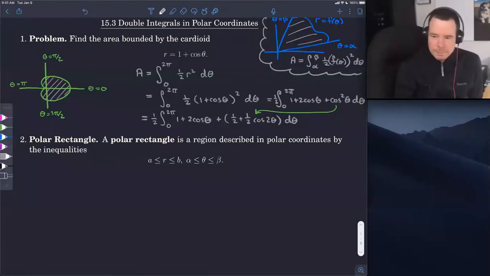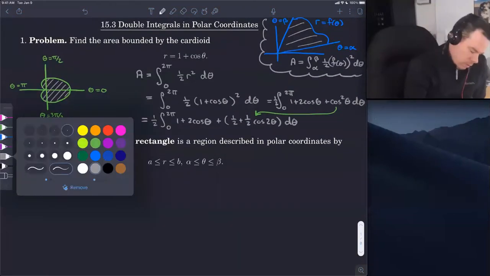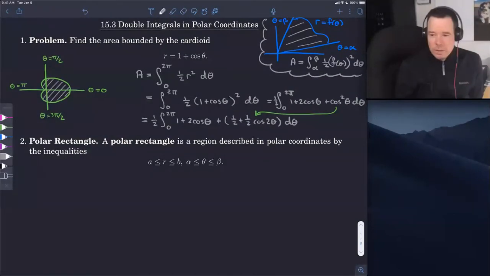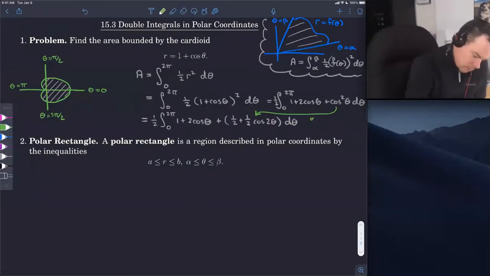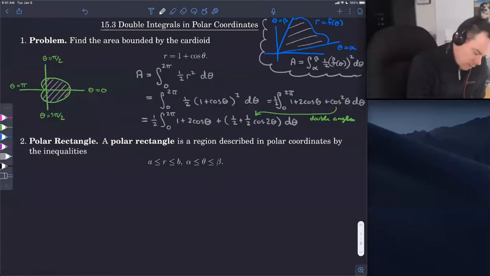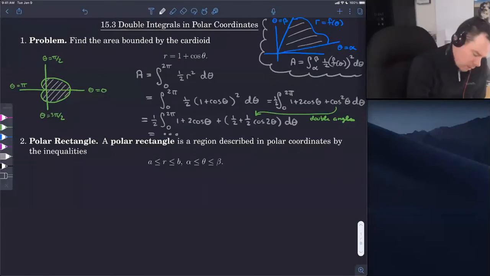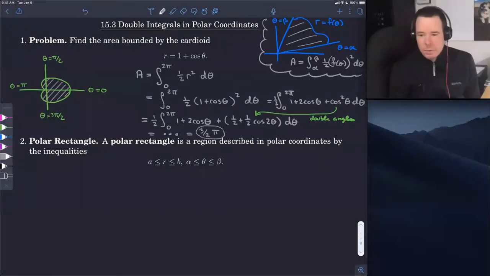Okay, so then we're now at the stage where we've got an integral that we can compute. So I used a double angle formula to reduce the square to get that. And then at this point it's a couple of integrals that are straightforward, integrals of cosine and cos 2 theta. And so what we get is a result of 3/2 pi. So there's our result. That's the area of that cardioid.